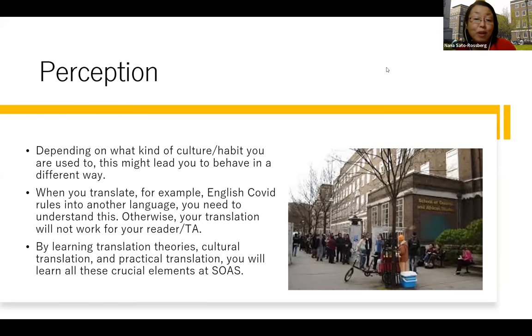When you translate, for example, English COVID rules into another language, you need to understand this. Otherwise, your translation will not work for your reader, the target audience. That's what translation studies people call it. Because it's not really about words or language, it's about culture and the philosophy behind. So as a translator, you have to understand at least two languages and two cultures and philosophies very well, okay? By learning translation theories, cultural translation, and practical translation, you will learn all these crucial elements at SOAS, because we offer not only languages, but linguistics, translation studies modules, and also philosophy and history, and so on. So hopefully you can master not only languages, but also the cultural and philosophical aspects.